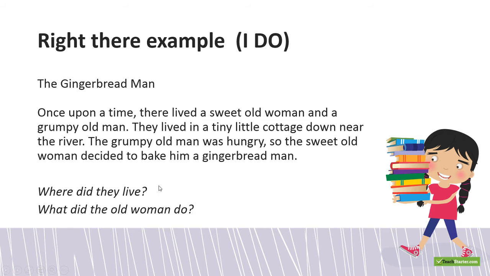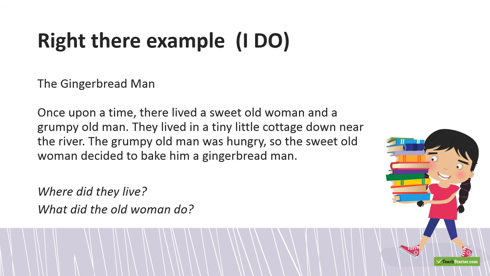For right there questions, you could ask, where did they live and what did the old woman do? Remember, right there questions are found directly in the text. We tell the students in class they have to find it, point to it, highlight it, and then write it down. Those are the steps that we use. So when you're talking to them at home, you might say to them, where did they live? Remind them that it is a right there question.